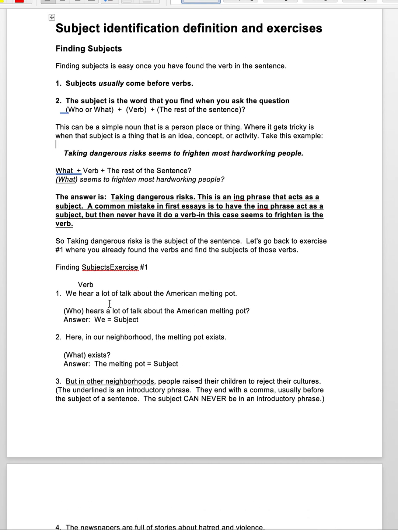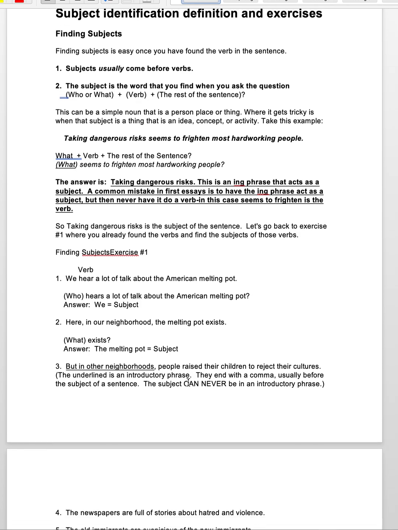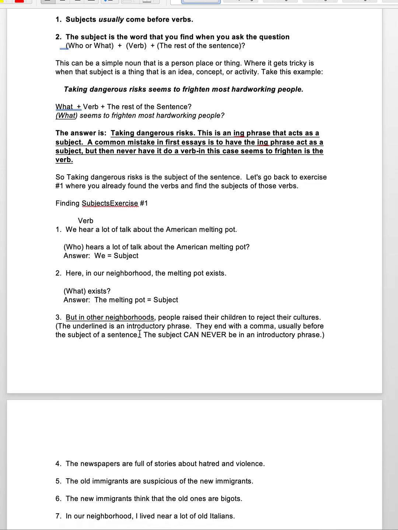If you look right down here to this number 2, where it says, "Here in our neighborhood, the melting pot exists." You'll find out one of our other rules. A subject of a sentence is never ever going to be in a prepositional phrase. So if it's your task to figure out where to put your commas in a sentence and what the subject of the sentence is, you can take something like number 2 here. You can completely cut out "in our neighborhood" because it's a prepositional phrase.